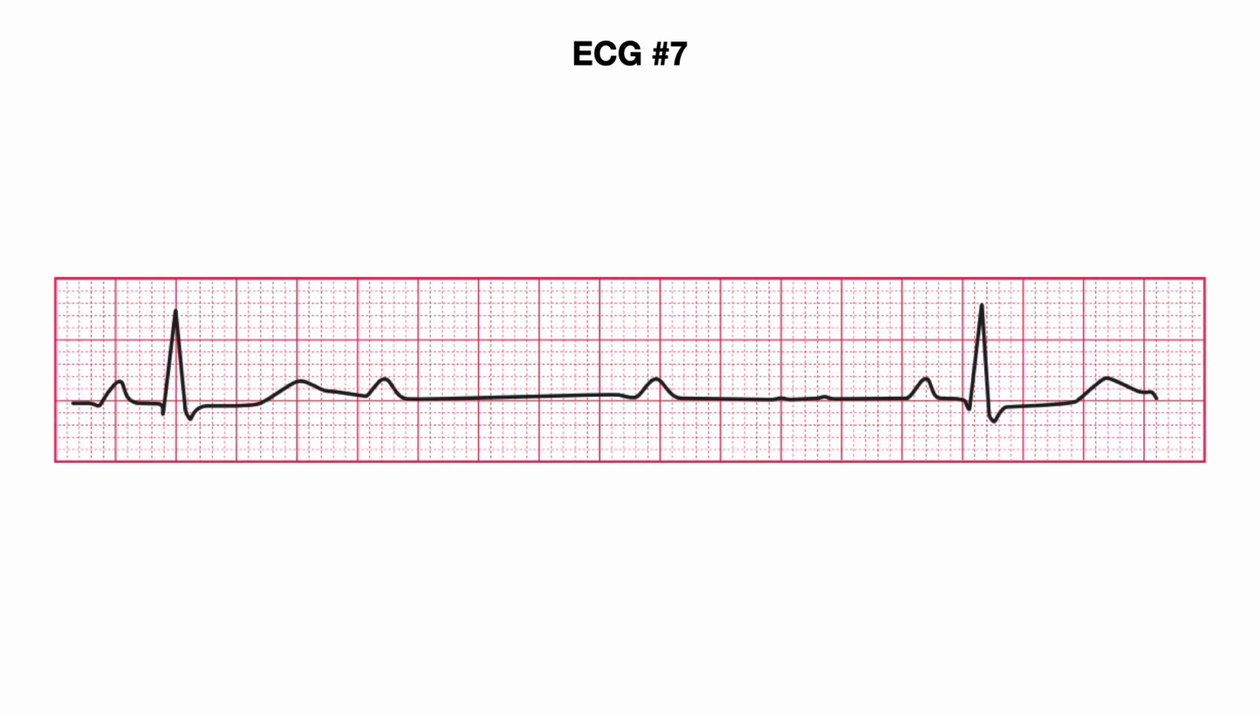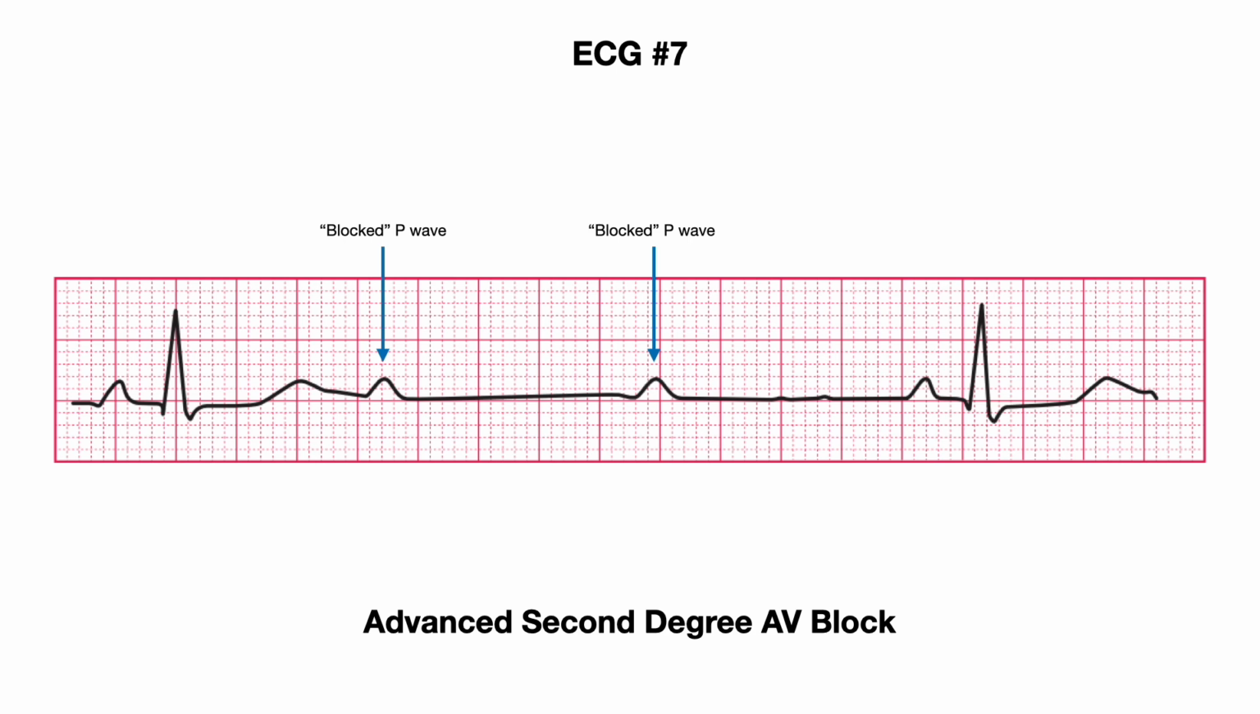Here is ECG number 7. What type of heart block is present? There is sinus rhythm with advanced second-degree AV block. There are 2 sequentially blocked P waves so that there is a block ratio of 3:1, 3 Ps to 1 QRS. Advanced second-degree AV block cannot be classified as Wenckebach or Mobitz type 2 second-degree AV block.